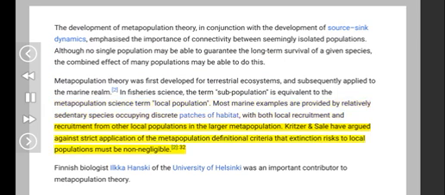Kritzer and Sale have argued against strict application of the metapopulation definitional criteria that extinction risks to local populations must be non-negligible. Finnish biologist Ilkka Hanski of the University of Helsinki was an important contributor to metapopulation theory.